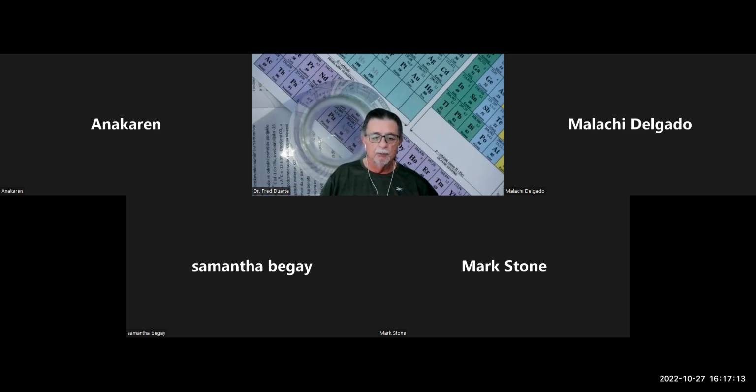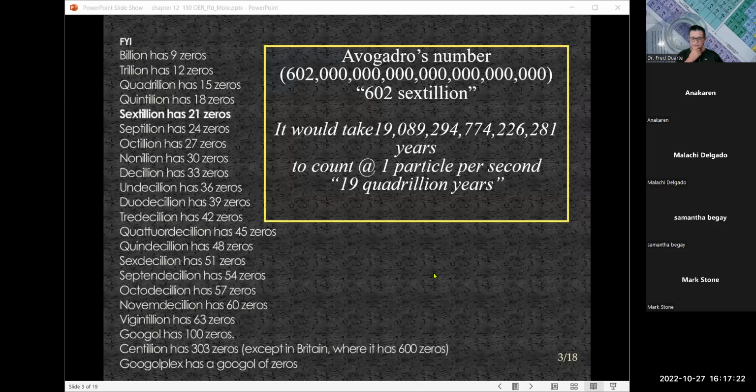Okay. Anyway, let me share the screen. We have been talking about the concept of the mole. Point number one is simply a number, just a simple number. It just happens to be a very large number. 6.02 times 10 to the 23rd is 602 trillion. That's a lot of zeros there, right?